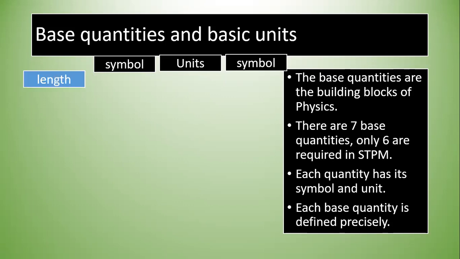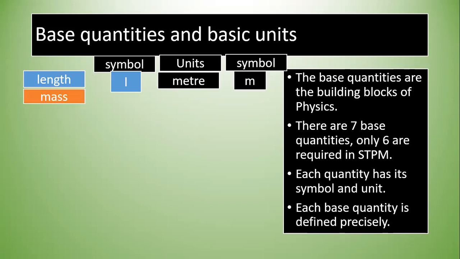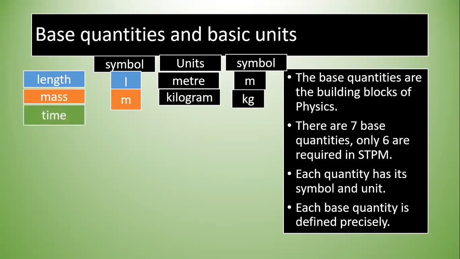Right? Length, that is symbol L. Unit meter. Symbol, short form for meter is m. Then we have mass. Symbol is small m. Right? You just take the first letter of length, first letter of mass. Right? It's just a language by itself, the symbol. And unit, kilogram, kg for short form. Time, symbol, t, unit, second, short form, s.